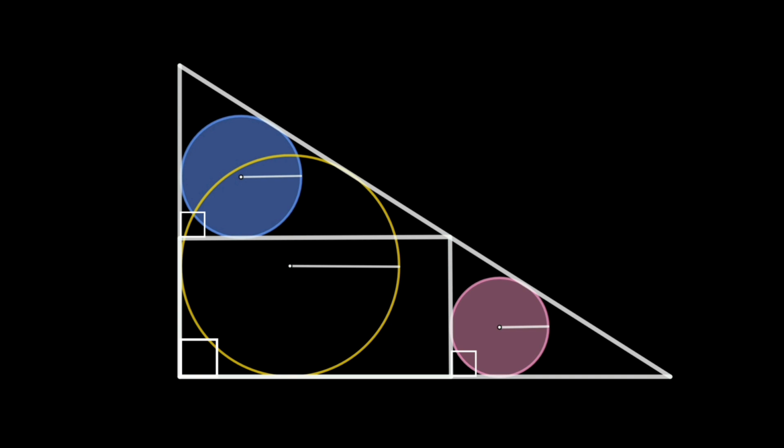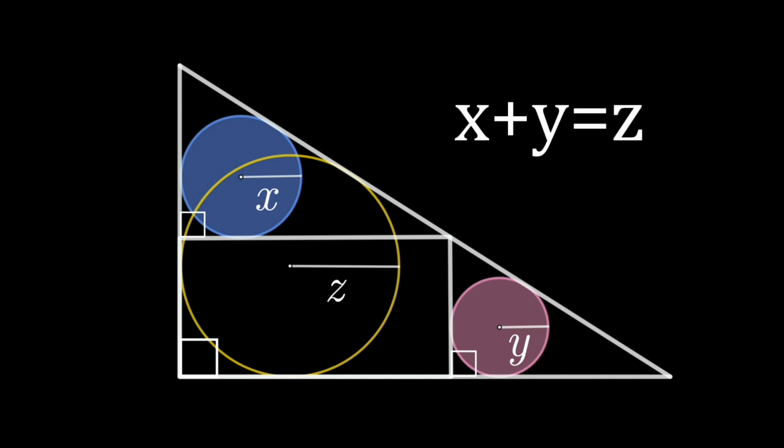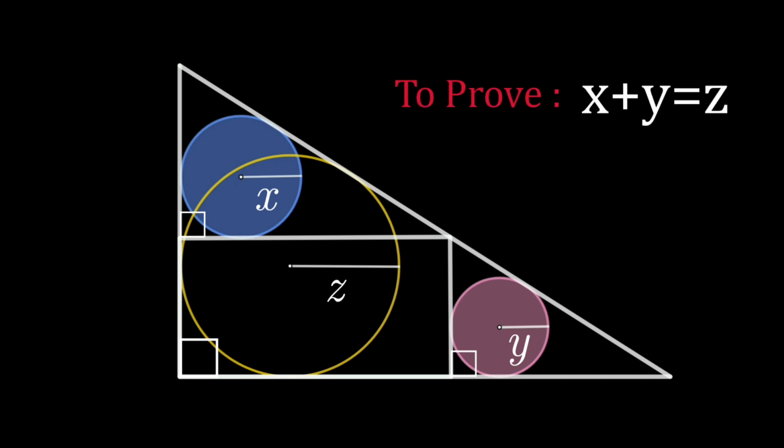Now because of this particular arrangement, there is a very beautiful relation between the radius of these three circles. So if we take the radius of this blue circle as a variable x, the radius of the pink circle as a variable y, and the radius of this yellow circle as a variable z, then the relation is x plus y equals z. In simple words, the radius of the bigger circle is equal to the sum of the radius of the other two smaller circles. So this is the claim, and now let us see the solution.